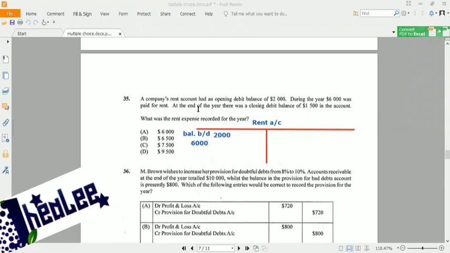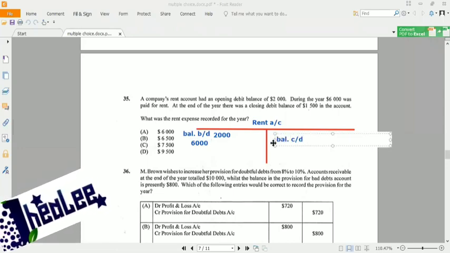And we have one more figure. At the end of the year, there is a closing debit balance, meaning the balance brought down is going to fall on the debit side. But for the balance brought down to be on the debit side, it means that our balance carried down would have to be reflected on the credit side of 1,500.